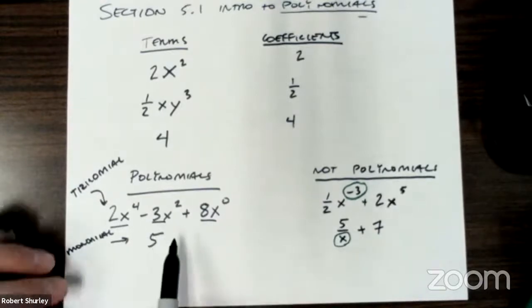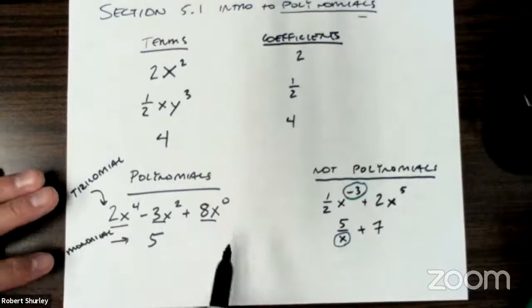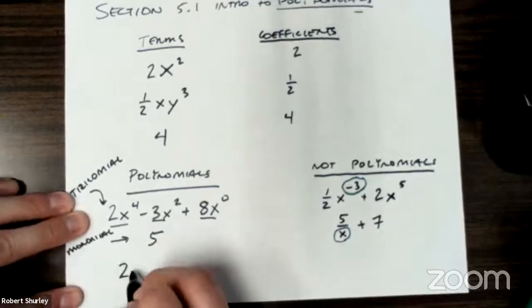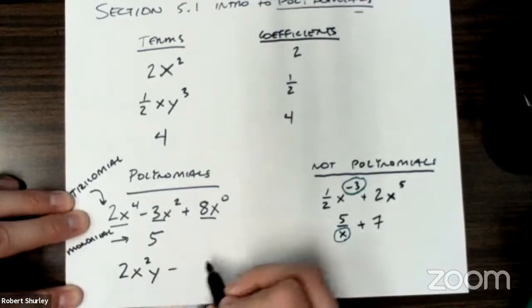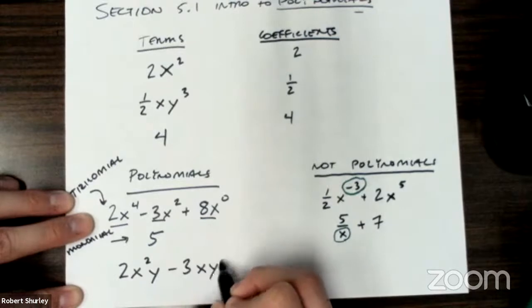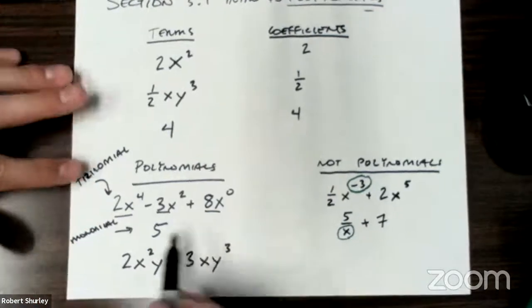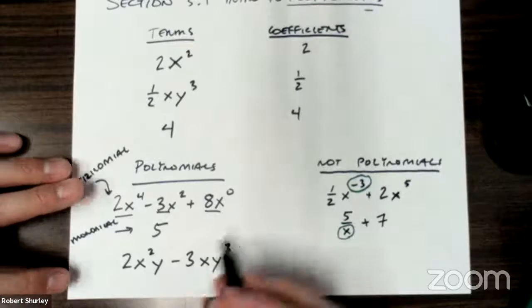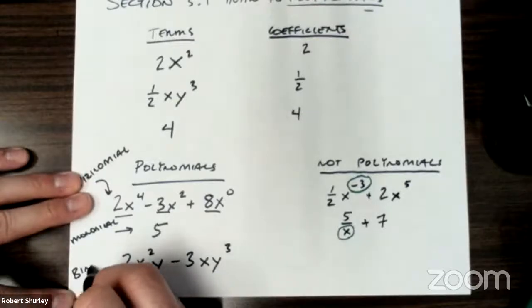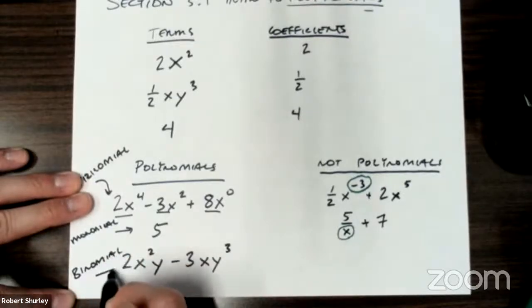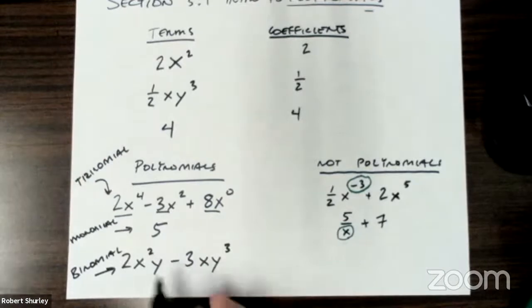We could also have multiple variables. That's fine as well, and we're still considered a polynomial. So if we had like 2x squared y minus 3xy cubed, something like that, this would still be considered a polynomial. Now this would be a binomial, right? Because there's two of them. That's a binomial because there's two of them, right? Very straightforward and easy.